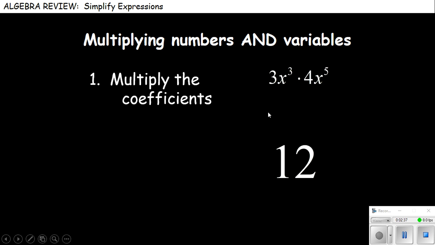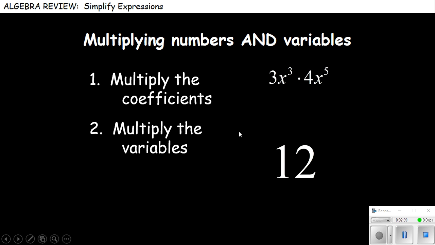The second step is to multiply the variables. Now, the variables here, this x to the third is x times x times x, and x to the fifth is 5 x's being multiplied together. Or in other words, it looks like this. In my answer, I'm going to have x with an exponent on it. To figure out what that exponent is, we just add up how many total x's are being multiplied together. In this case, it's going to be 8. Remember from Algebra 1, the shortcut was to simply add these two exponents together.